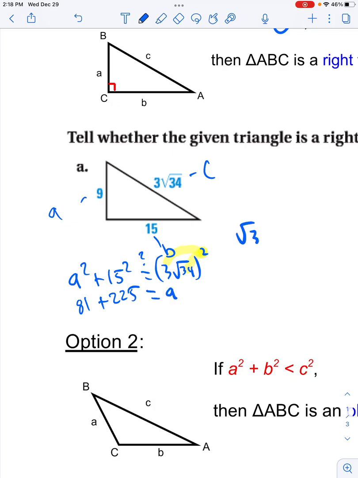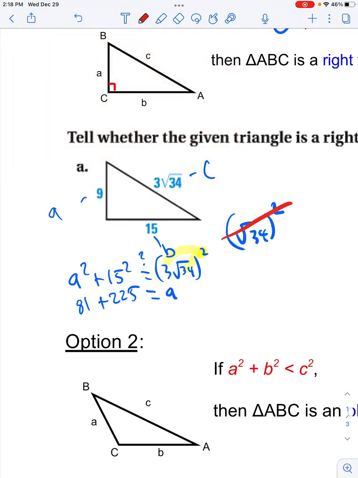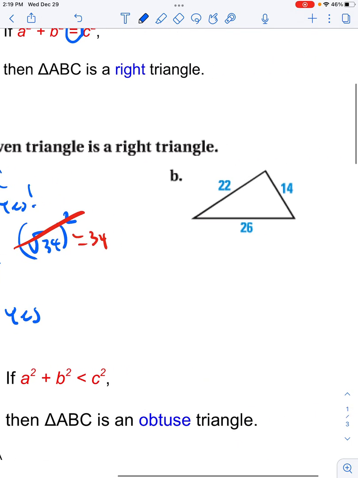So again, this 2 applies to both terms. So 3 squared is 9, and the square root of 34 squared, remember these are opposite operations, so they cancel out. So you are left with just 34. So 9 times 34 is 306. So does 81 plus 225 equal 306? Yes. So this triangle is a right triangle.